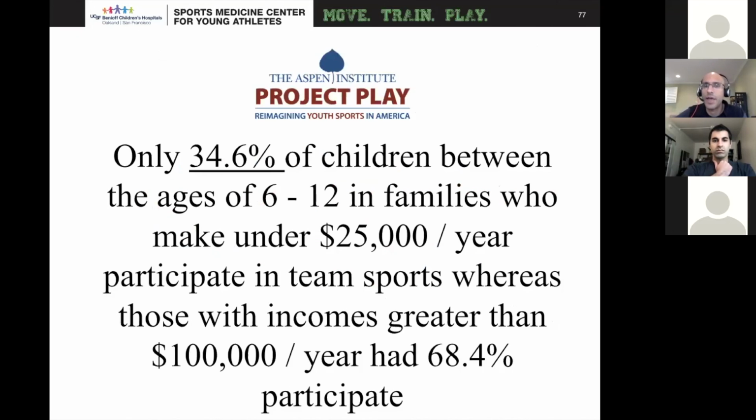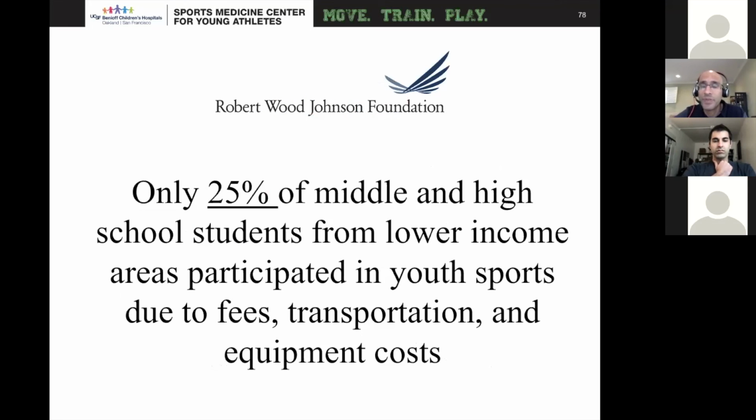And lastly, right here, the Aspen Institute's done a great study looking at this and found that if you make under $25,000 a year, only a third of these kids will play sports, whereas over families that make over $100,000 a year, 70% of them are able to participate. And Robert Wood Johnson looked at this as well. Only a quarter of middle and high school students from lower income areas participate in sports.